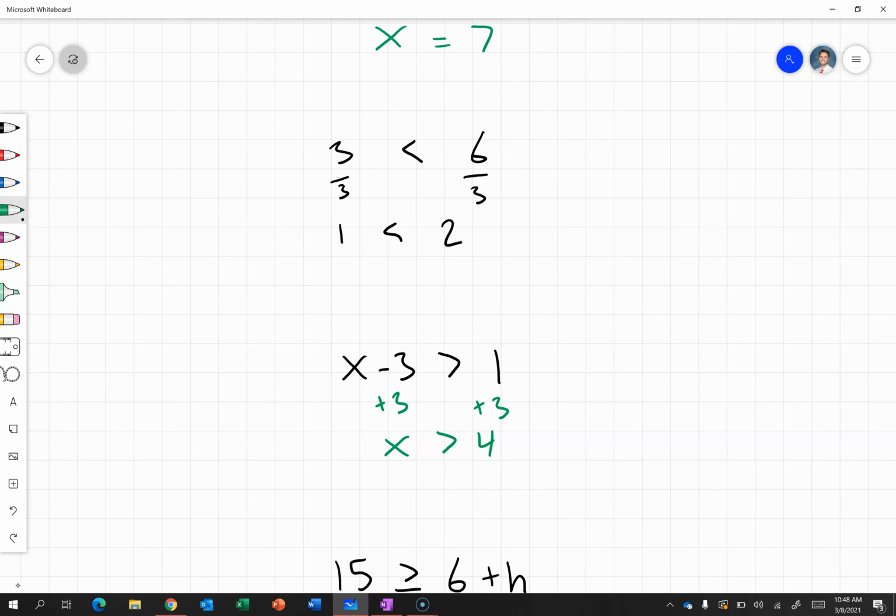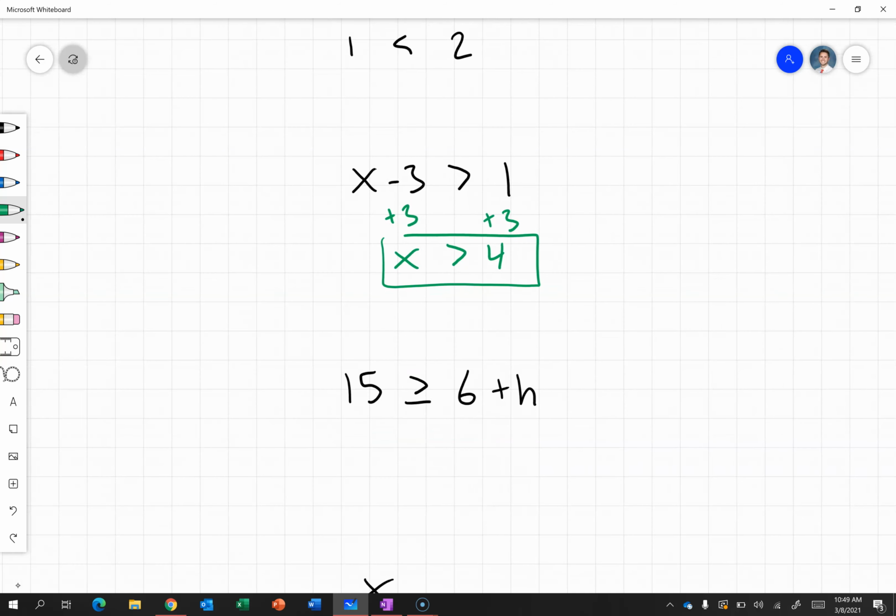Now that makes sense, right? If I were to go back and look at this and substitute 4 for x, I would have 4 minus 3 is greater than 1. You'd get 1 is greater than 1, which is not true. But what we see here is anything that's greater than 4 would be true. x has to be greater than 4. So if I were to use, for example, 5, I would have 5 minus 3 is greater than 1, and 2 is greater than 1, so that's true. If x were 7, I would have 7 minus 3 is greater than 1, and 4 is greater than 1. So as long as x is greater than 4, that's a solution to this inequality.